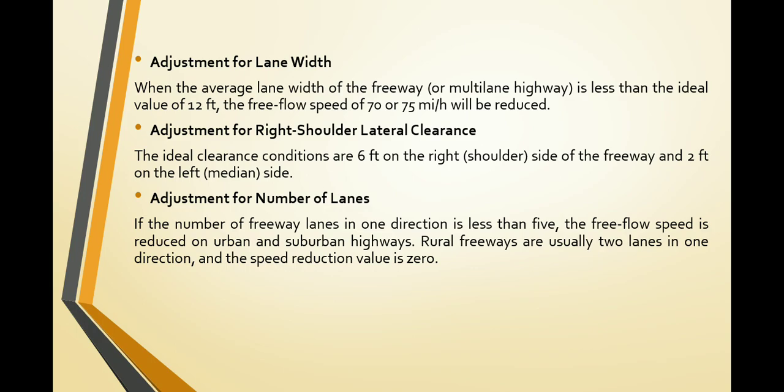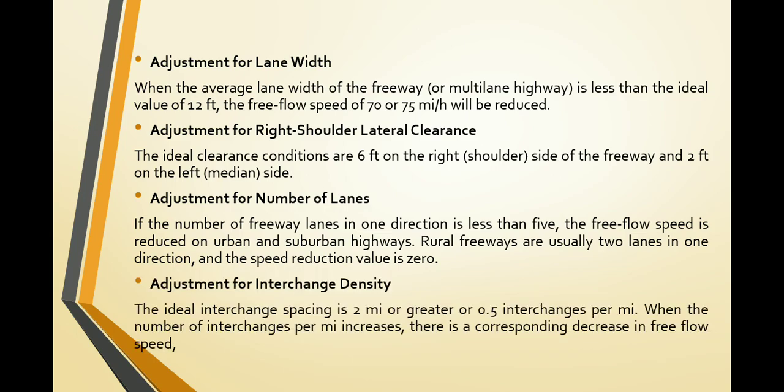Adjustment for number of lanes. If the number of freeway lanes in one direction is less than 5, the free flow speed is reduced on urban and suburban highways. Rural freeways are usually 2 lanes in one direction and the speed reduction value is 0. Adjustment for interchange density. The ideal interchange spacing is 2 miles or greater, or 0.5 interchanges per mile. When the number of interchanges per mile increases, there is a corresponding decrease in free flow speed.